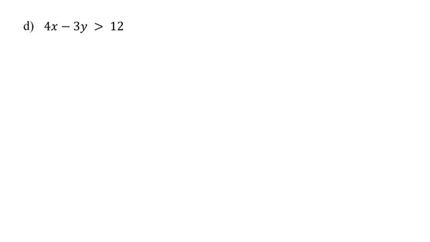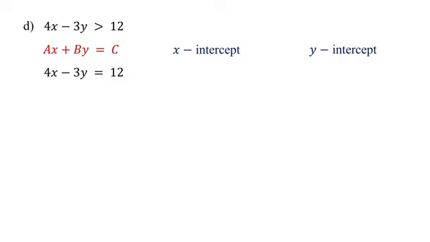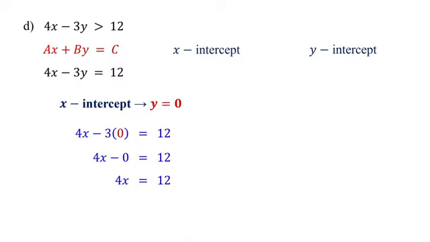Pause the video and graph the boundary line. Start by finding the x and y intercepts. The x-intercept occurs when y equals 0. Set y to 0 and solve for x. This simplifies to 4x equals 12, right? Dividing both sides by 4, you get x equals 3. So, the x-intercept is 3, 0.